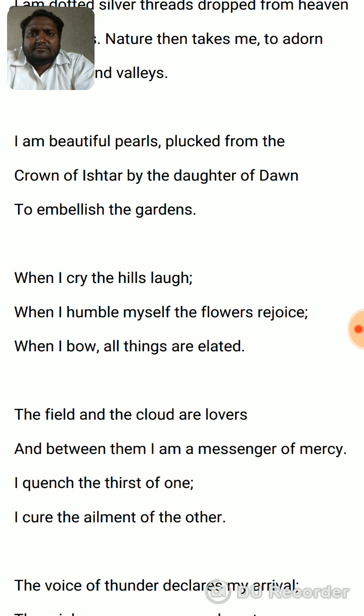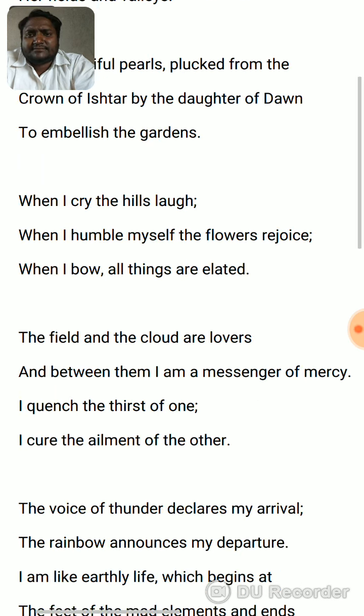Similarly, I am beautiful pearls plucked from the crown of Easter, no punctuation mark after the, from the crown of Easter by the daughter of dawn. No punctuation mark after dawn. So first and second line again of the second stanza is an example of enjambment.